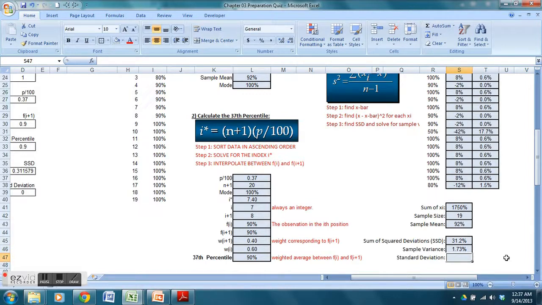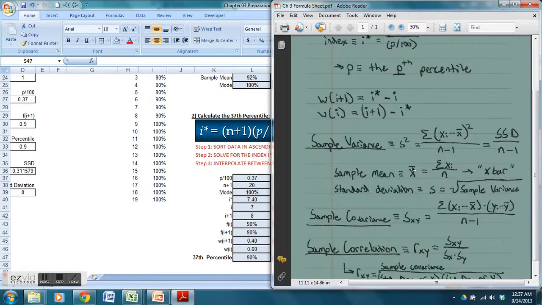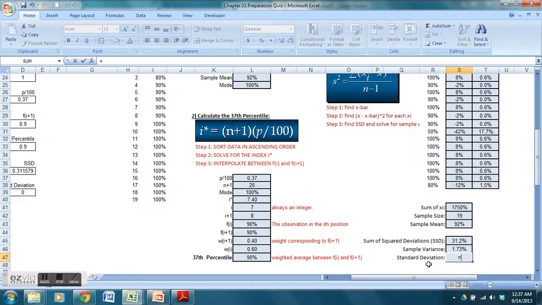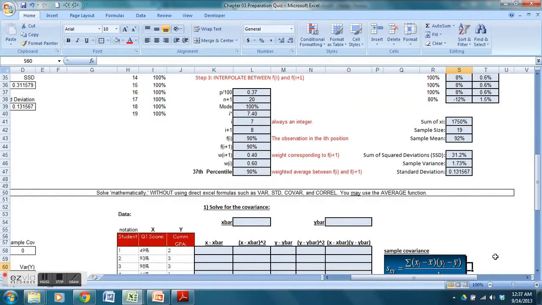Standard deviation right here, that's represented by an S. It's just the square root of the sample variance. So I can do the square root of the sample variance, or I can take the variance to the 1/2 power, which is the same thing. Alright, looks good to me.